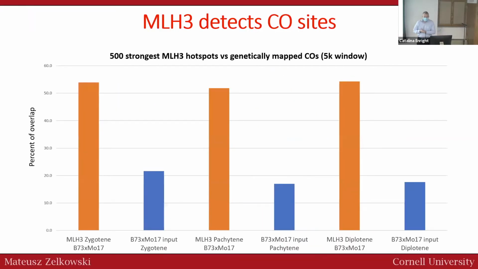Then how good is MLH3 in detecting the crossovers? If we take the 500 strongest peaks in my ChIP, we are able to detect more than 50% of the crossovers. In comparison, the negative control is around 50% in all stages.